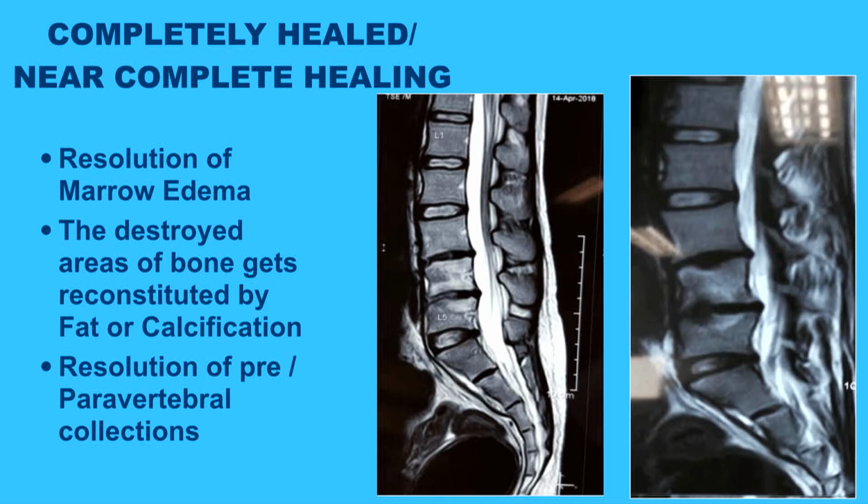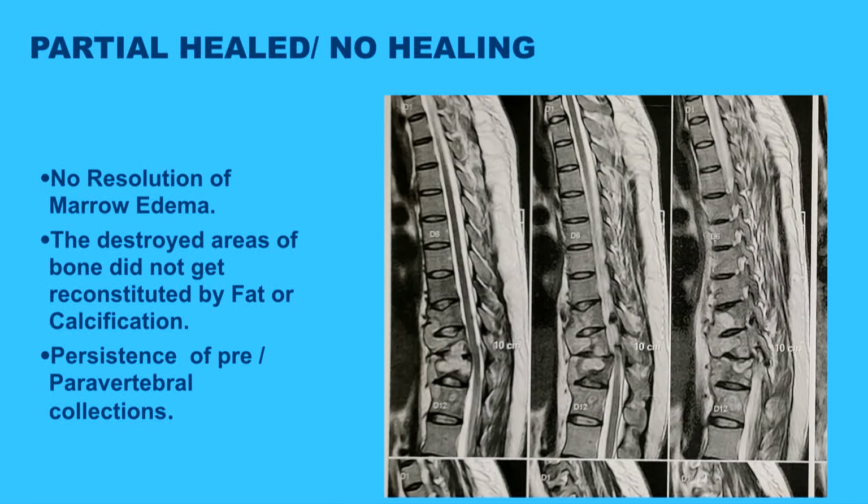Now what do we mean by completely healed and near complete healing? Because many times the radiologists just write in the report that it is completely healed or near complete healing. Whenever there is resolution of marrow edema, the destroyed areas of bone get reconstituted by fat or calcification, or there is resolution of the paravertebral or prevertebral collections. The second extreme group was the partially healed and not healed. Whenever there is no resolution of marrow edema, the destroyed areas of bone do not get reconstituted by fat or calcification, or there is persistence of prevertebral or paravertebral collections. They were categorized into non-healing groups.